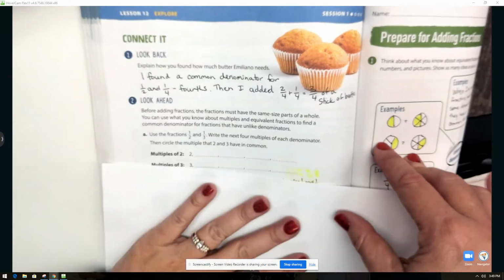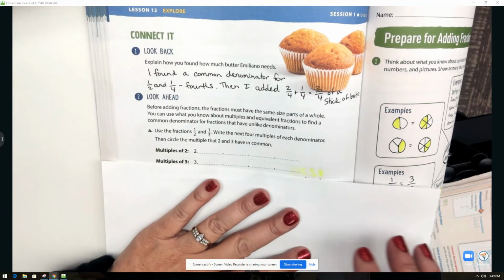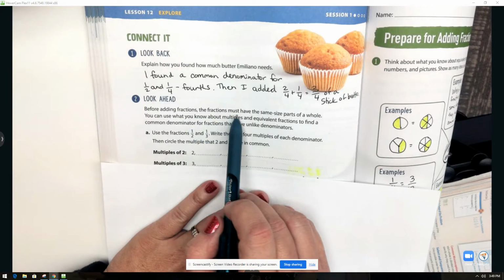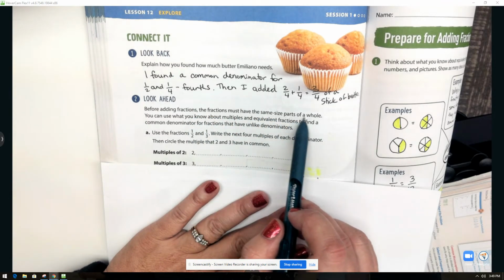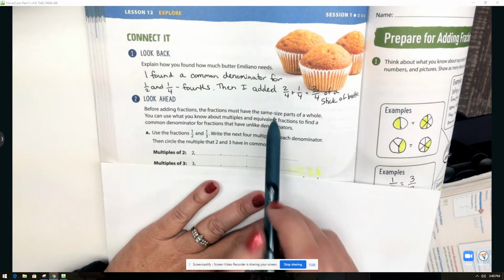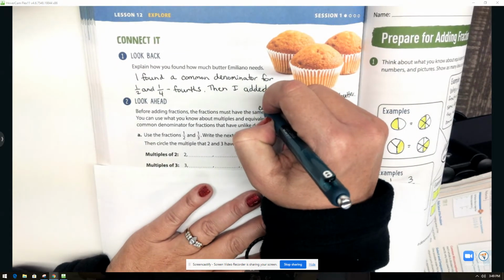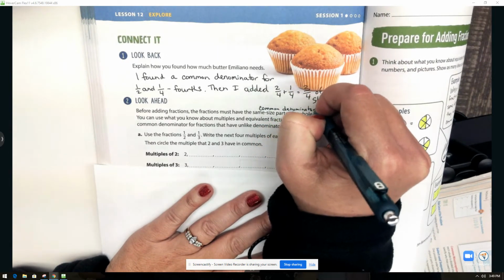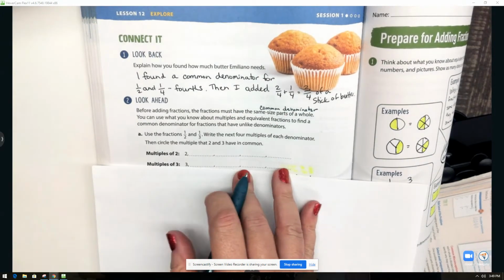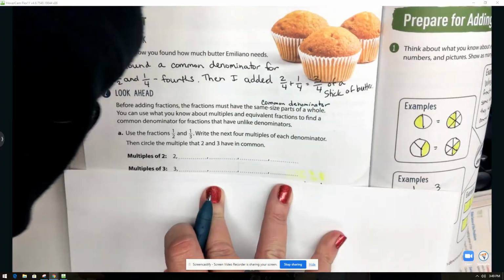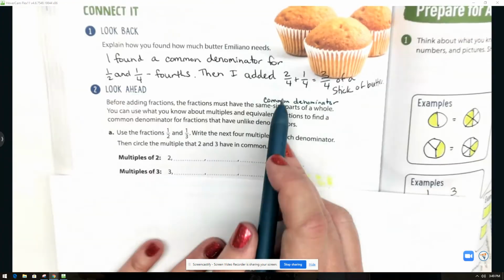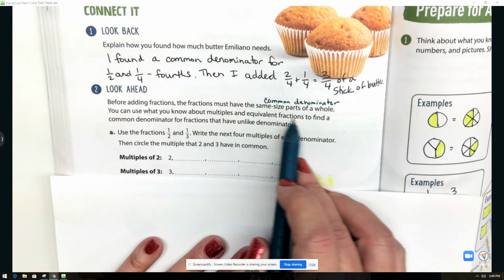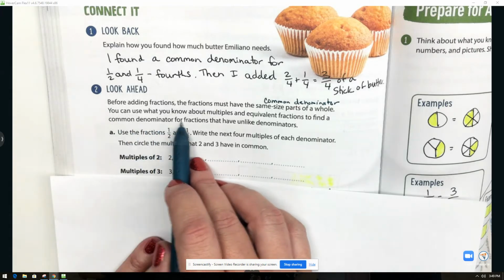Looking ahead, before adding fractions, the fractions must have the same size parts of a whole. That means they need to have a common denominator. We cannot add the parts if they do not have the same size parts of a whole, or a common denominator.